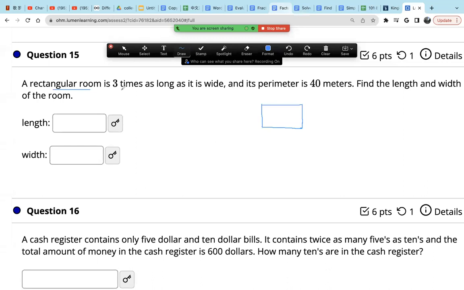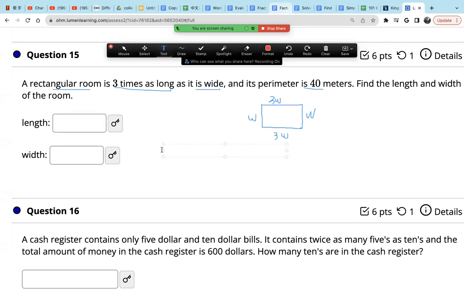A rectangular room is 3 times as long as its width. What does it mean? If we call this width W, this would be 3W, right? So the length is 3 times more than the width. And its perimeter is 40. So I have this side also W, I have this side also 3W. So if I add 4 sides, that's 40 meters.